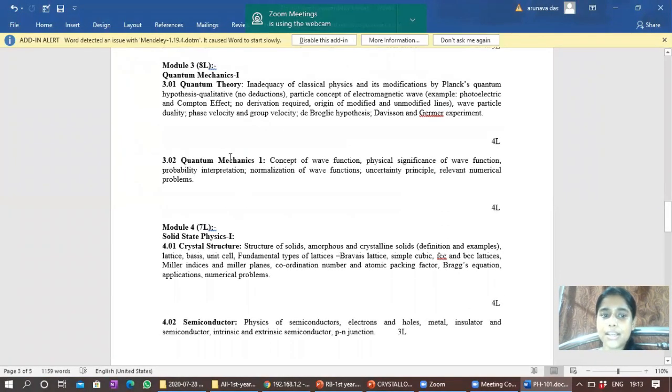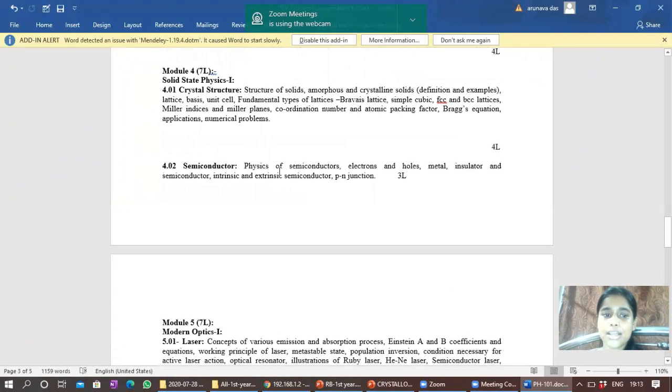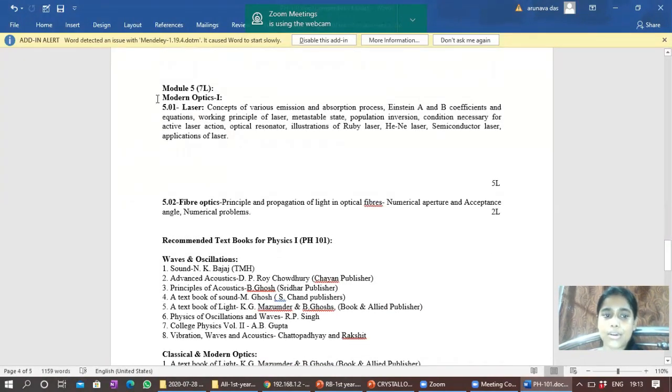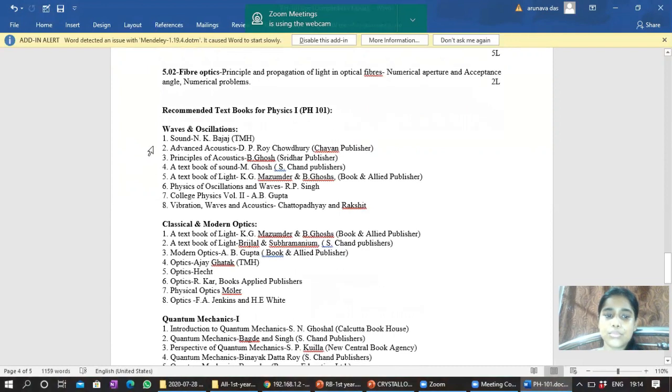In module 3, there is quantum mechanics 1 where we'll discuss quantum theory and quantum mechanics. In module 4, there is solid state physics 1 where we'll discuss crystal structure and semiconductors. And in the last module, module 5, we'll discuss modern optics, where there is laser and fiber optics. So this is your syllabus and these are some books which are recommended for all of you.